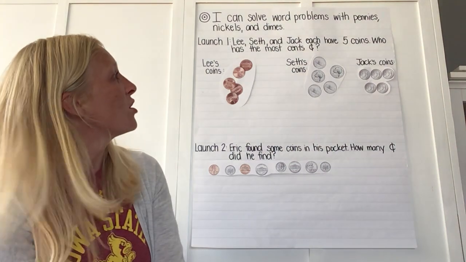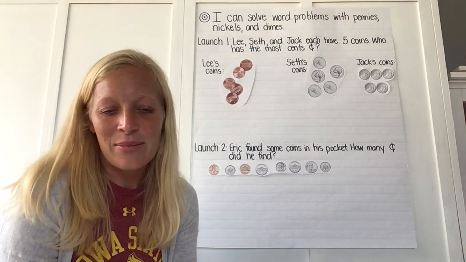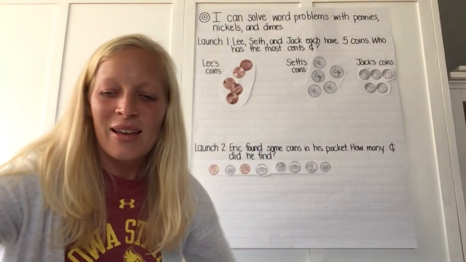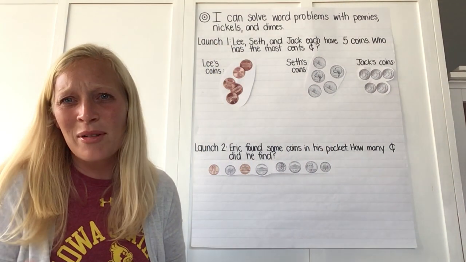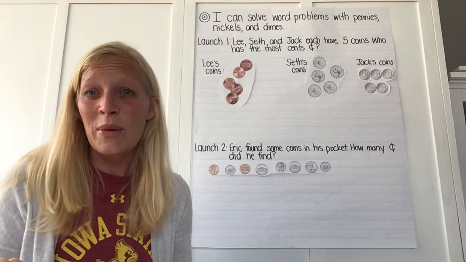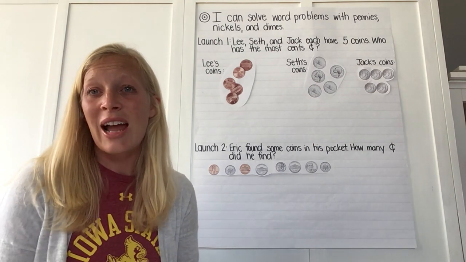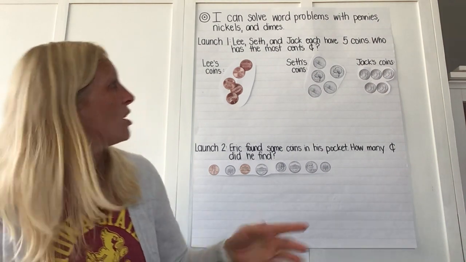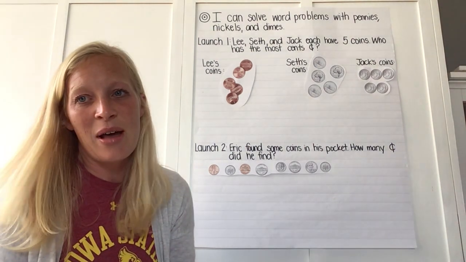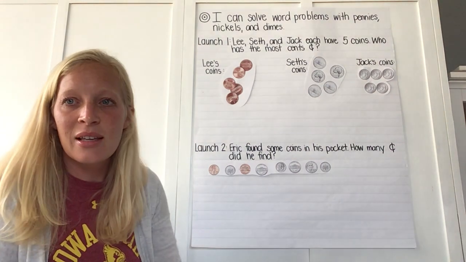I can solve word problems with pennies, nickels, and dimes. What do we know about that learning target? Yes, when we're solving word problems, that means there's a little story that goes along with what we're needing to solve. And that story will tell us what we need to do to solve that problem. Maybe we're adding, maybe we're subtracting, we're trying to find that unknown. So that word problem is just a problem written in a story form. What else do we know about this learning target? I can solve word problems with pennies, nickels, and dimes.